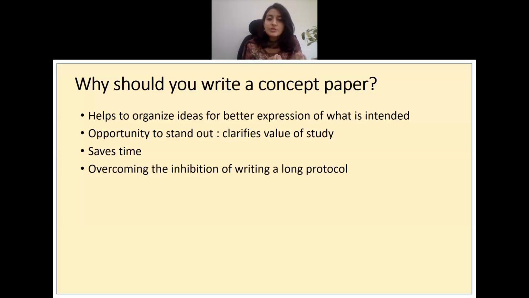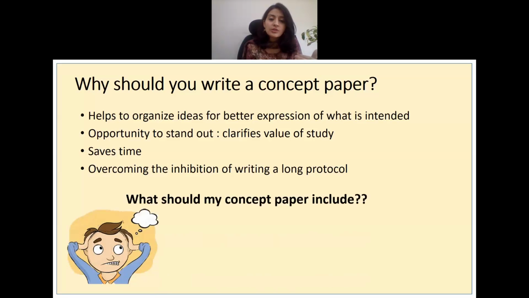It also overcomes the inhibition of writing long protocols. Usually, when you have a very initial preliminary idea about what you're going to do, there might be some aspects of your idea which are not that feasible or helpful in terms of your actual outcomes of interest. If you write down a concept proposal, it gets reviewed by certain experts. Then you can hash out the ideas which are not that beneficial, and you can finally end up with a good, crisp, detailed proposal. So, what should the concept paper include?